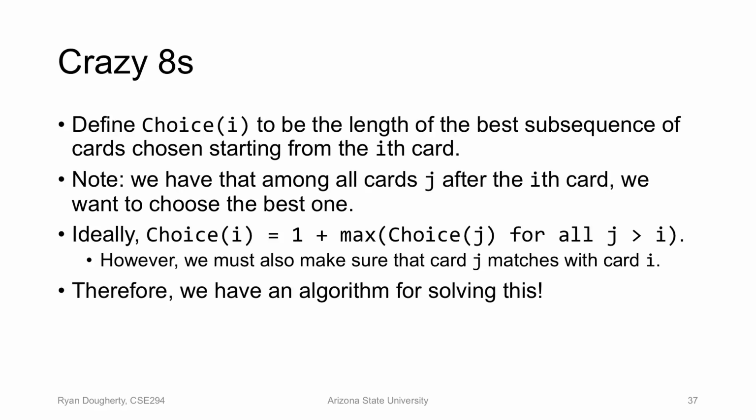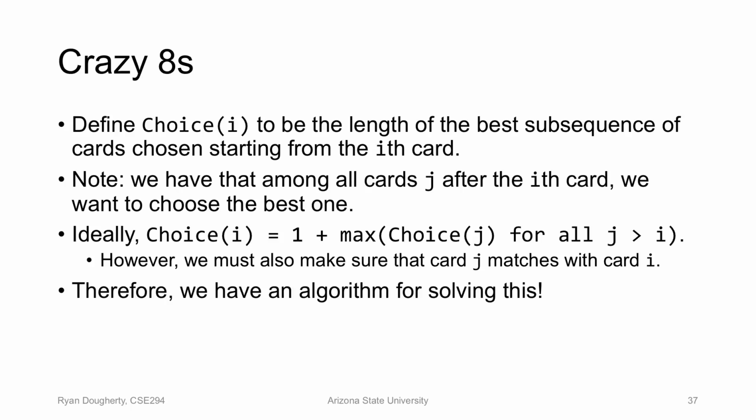Well, let's see. Choice i is looking at all cards from itself all the way to the end. So what thing do I want to return? I want to look at the best choice of cards through the entire list, right? So that's essentially what choice 1 is, right? It's the best choice of cards starting with choice 1 onward, right? So I'm going to return choice 1.